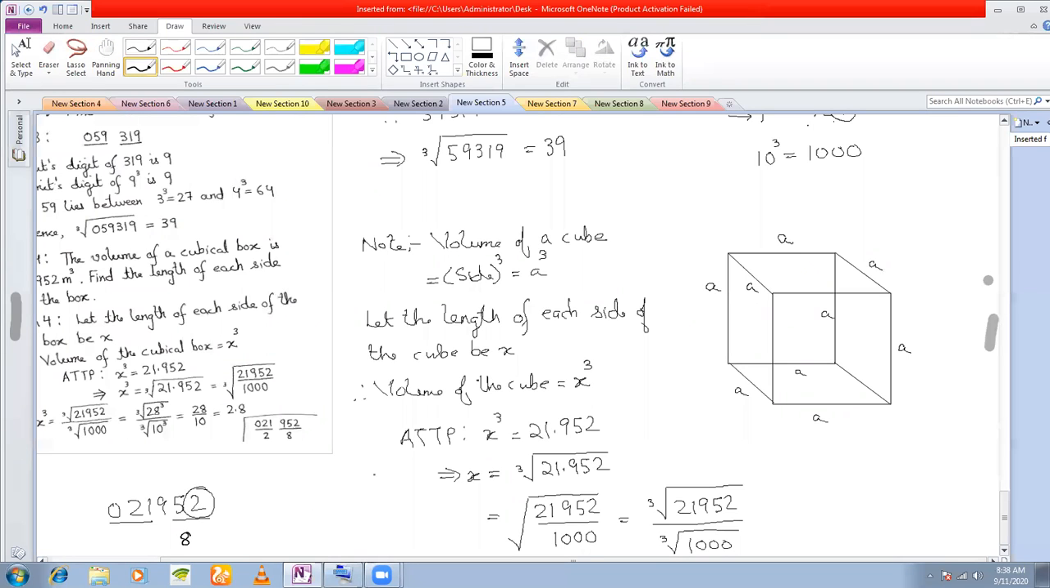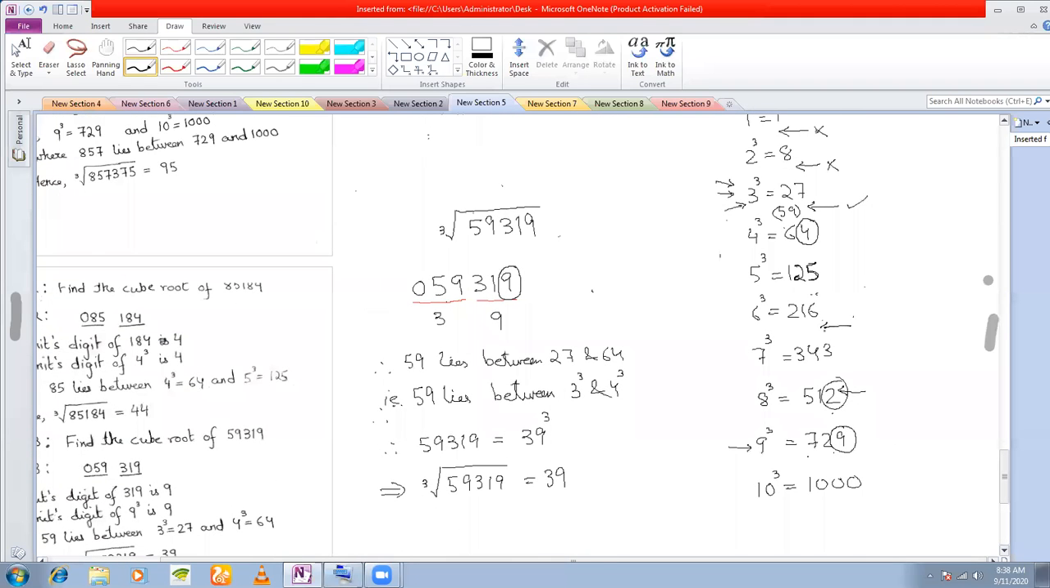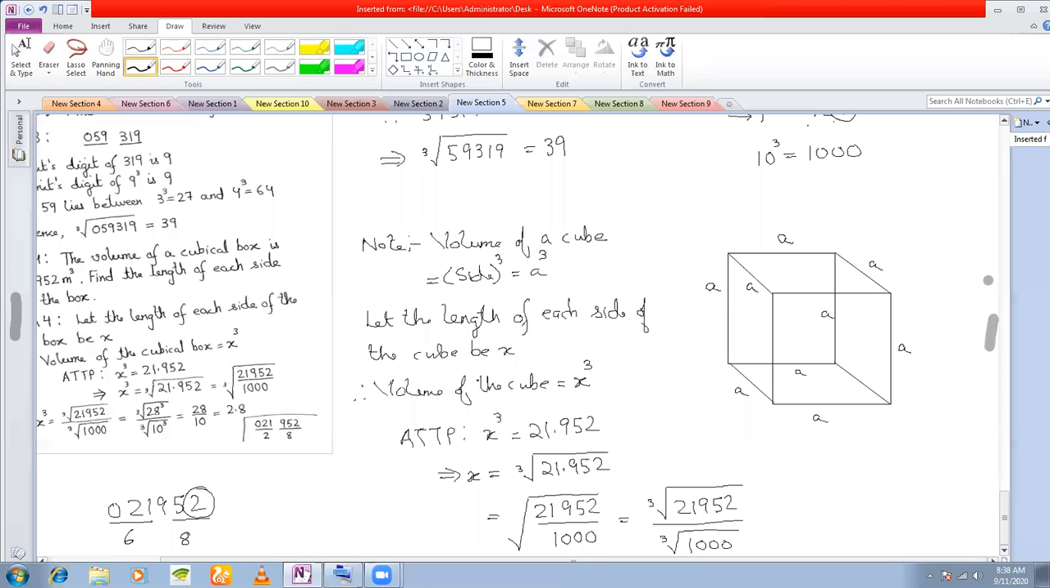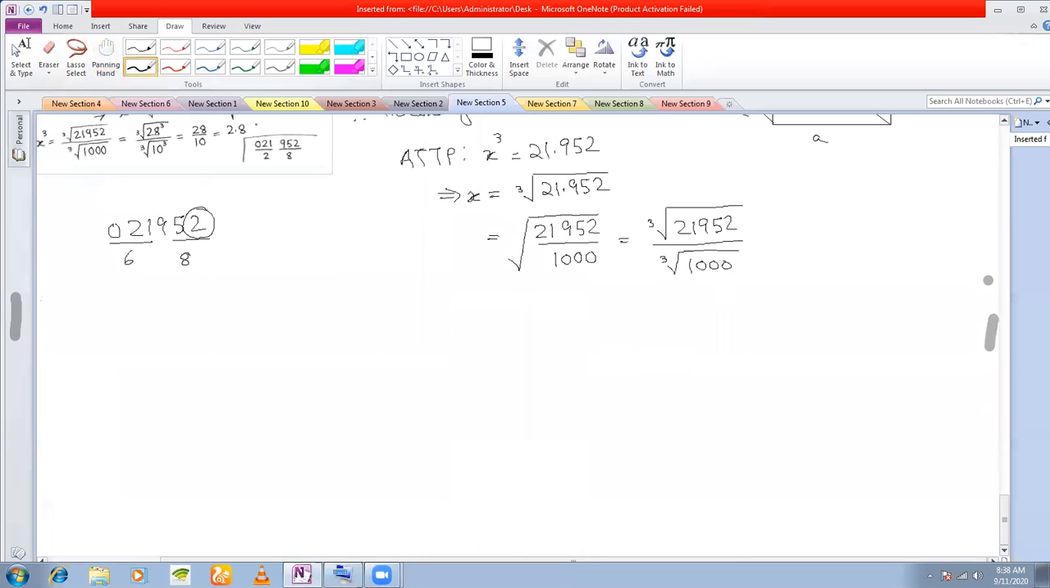And what about 219? Where does 219 lie? 219 lies between 6 cube and 7 cube. So which digit will you choose? You'll choose 6, right? So you'll write a 6 here. So therefore, what do we get? We have found the cube root. Cube root of 21952 is nothing but 68. Or better still, let me add one more step here. You can write this as cube root of 68 cube, and this you can write as cube root of 10 cube.